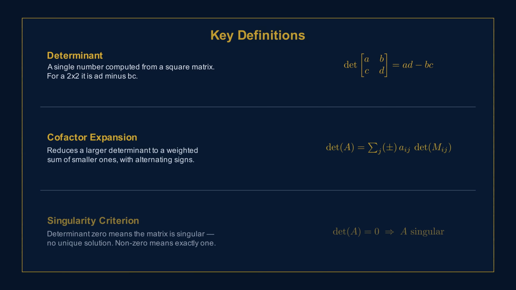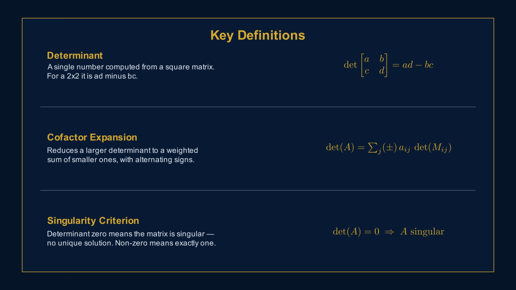So that is determinants. For a 2 by 2, the determinant is AD minus BC. For anything larger, you must use cofactor expansion. Pick a row or column that has as many zeros as possible, and multiply each entry by its sign and by the determinant of its minor, then add the pieces.